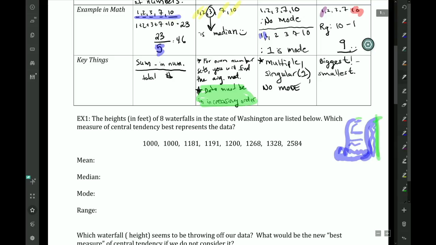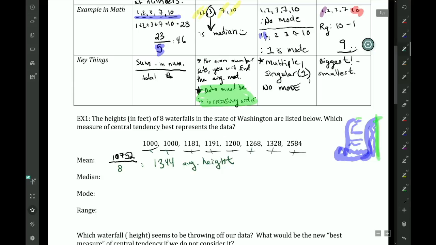Mean. How do you find the mean again? You add them all up and divide by the total. So I'll kind of jump ahead and do that here. Okay, so it's going to be a total of 10,752 divided by, I always recommend doing this first part, adding everything up, and then we are going to divide by 1, 2, 3, 4, 5, 6, 7, 8 numbers. And we get exactly 1,344. So that's the average height of those waterfalls.